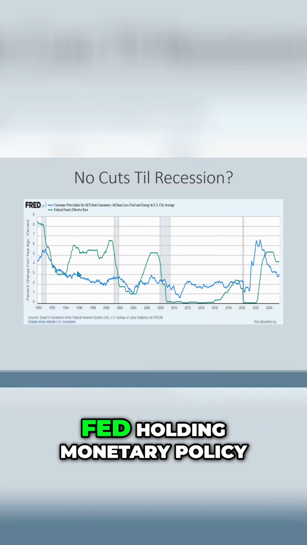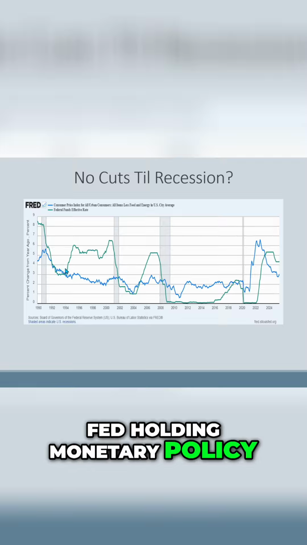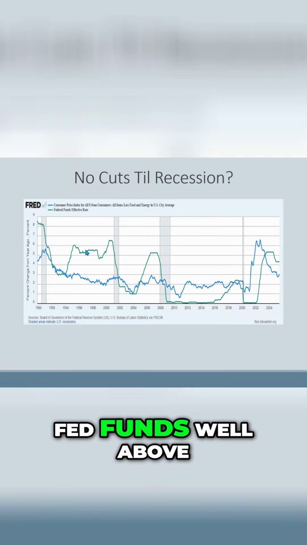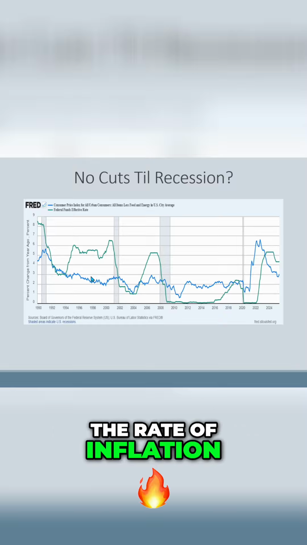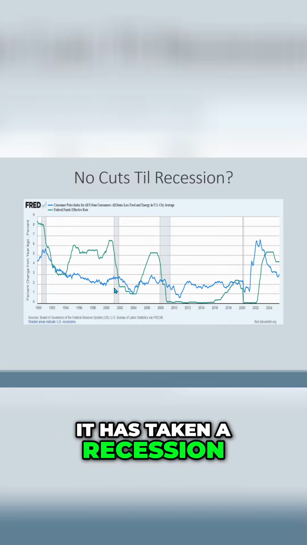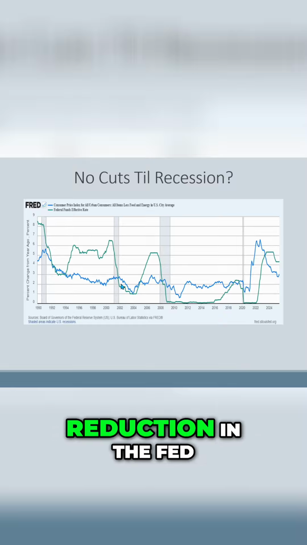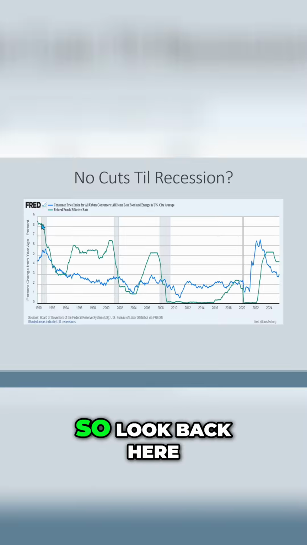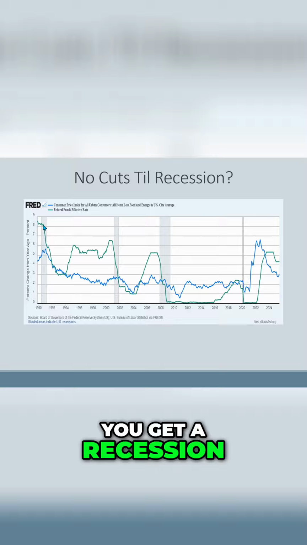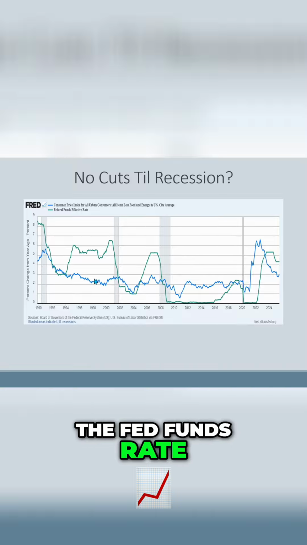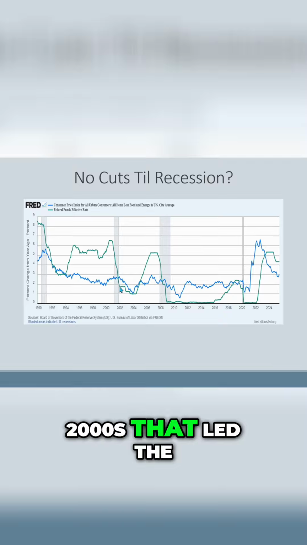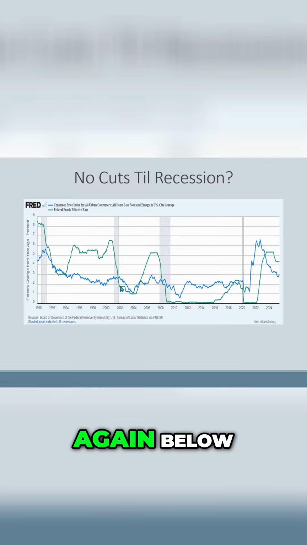When you have the Fed holding monetary policy and the Fed funds rate in restrictive territory, so when you see Fed funds well above the rate of inflation, it has taken a recession to get a meaningful reduction in the Fed funds rate, to bring Fed funds back below where CPI is at. So look back here in 1990, you get a recession, a sharp drop in the Fed funds rate, restrictive throughout the 90s until we get the recession in the early 2000s. That led the Fed to slash rates again below core inflation.